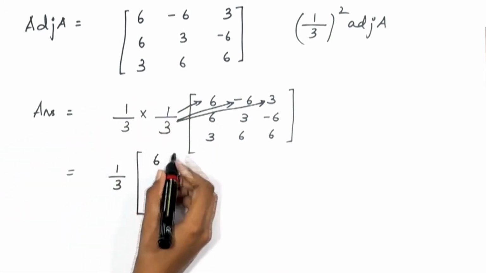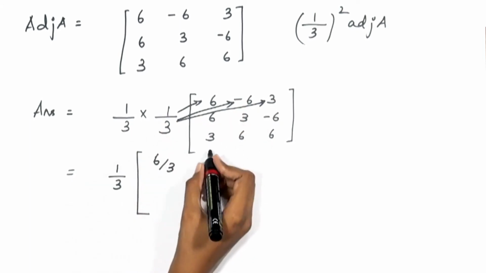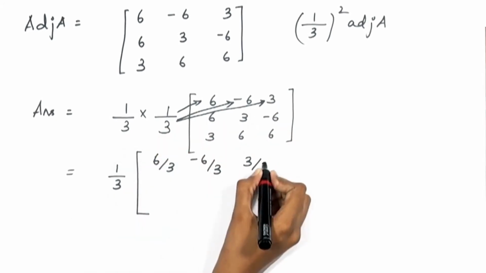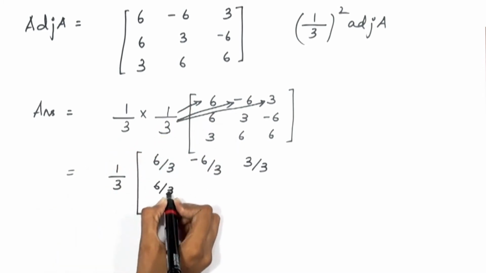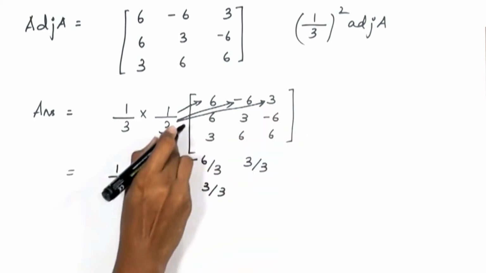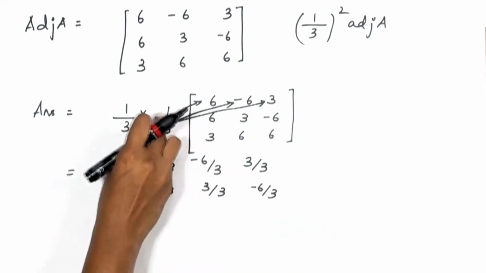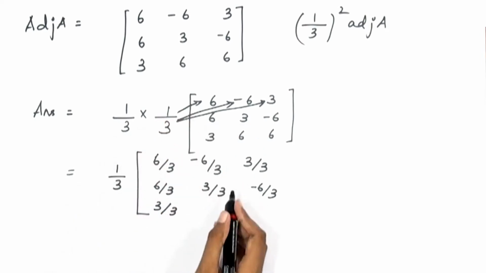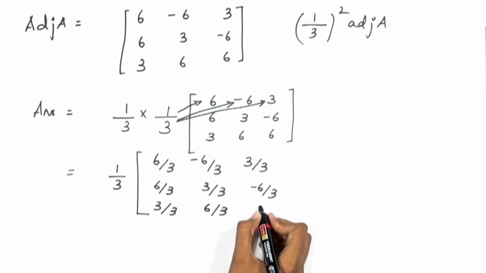6 into 1 by 3 becomes 6 by 3. Minus 6 into 1 by 3 becomes minus 6 by 3. 3 into 1 by 3 becomes 3 by 3. 6 into 1 by 3 becomes 6 by 3. 3 into 1 by 3 becomes 3 by 3. Minus 6 into 1 by 3 becomes minus 6 by 3. 3 into 1 by 3 becomes 3 by 3. 6 into 1 by 3 becomes 6 by 3. 6 into 1 by 3 becomes 6 by 3.